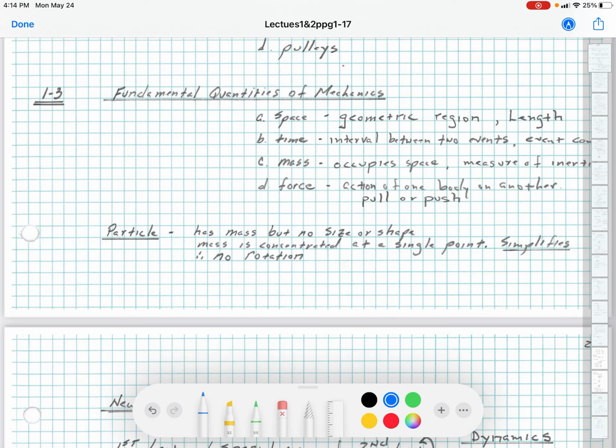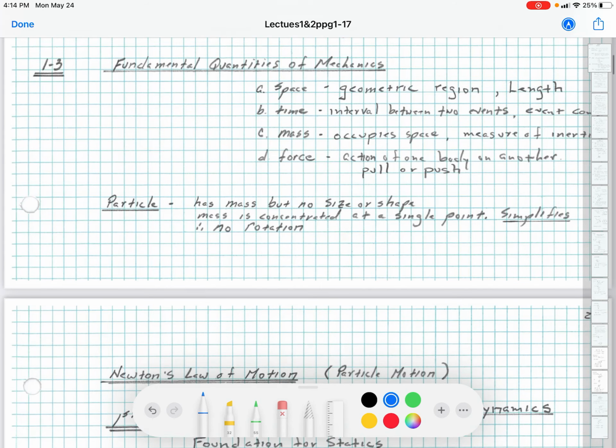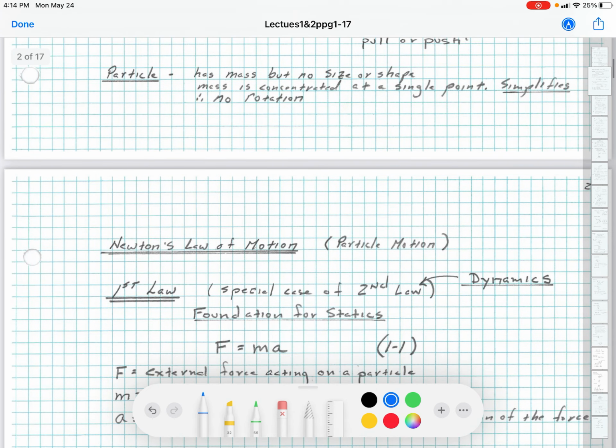But force is actually the action of one body on another, pulling or pushing. So that's why force has a gravity component to it. You can have a body of a certain mass and it will have a different weight or a different force underneath different gravitational constants.